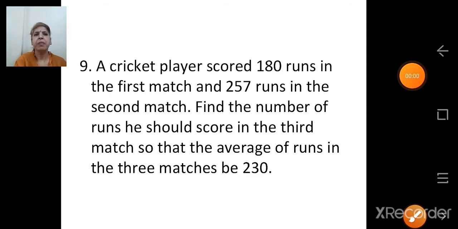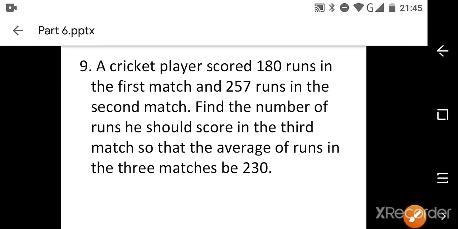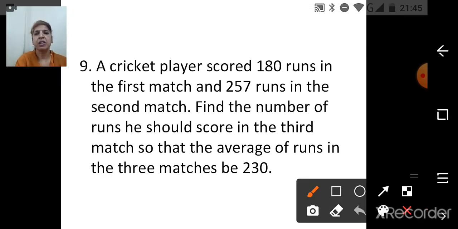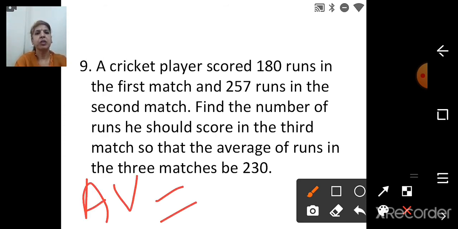A cricket player scored 180 runs in the first match and 257 runs in the second match. Find the number of runs he should score in the third match so that the average of runs in the three matches is 230. So here the question is based on average. And you know how to find the average? Average is equal to total of items upon number of items, right?